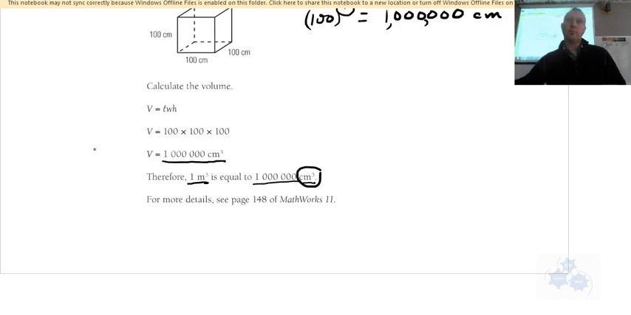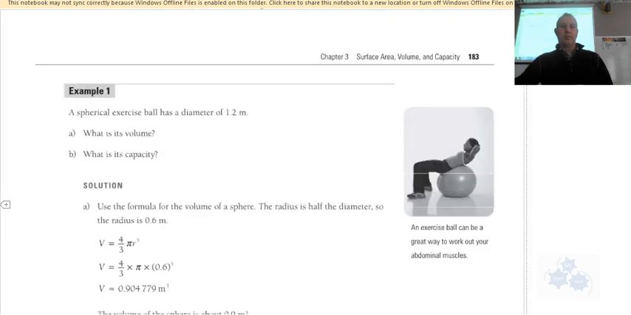Can you say that again? Yeah, if you have cubic centimeters, you want to divide by 1 million to get cubic meters. If you have cubic meters, you have to multiply by 1 million to get cubic centimeters, because 1 cubic meter is equal to 1 million cubic centimeters.